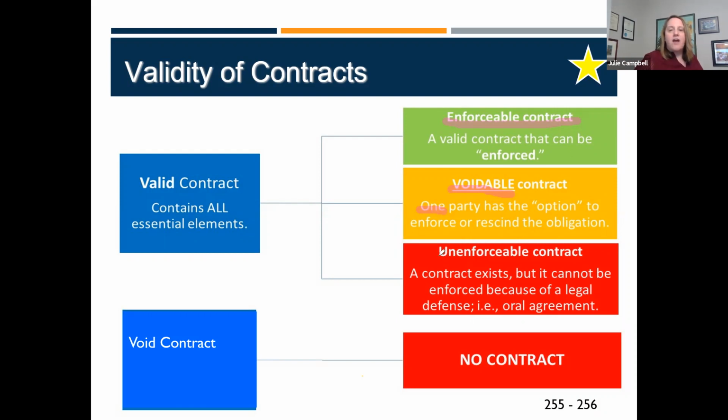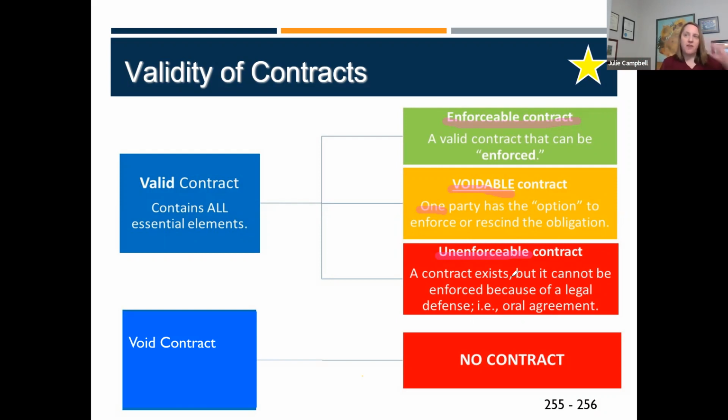A valid contract can also become unenforceable. Again, the contract is fine. It contains all the essential elements. But now either party can stand up in front of the judge and say, I don't have to carry through with the terms of this. An example of an unenforceable contract is our handshake agreement. The judge cannot make anybody carry through with the terms of a handshake agreement, of an oral agreement. Either party.